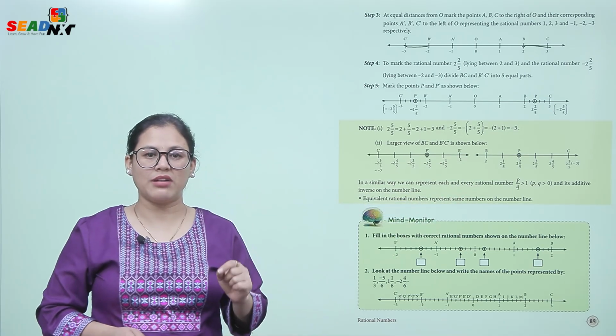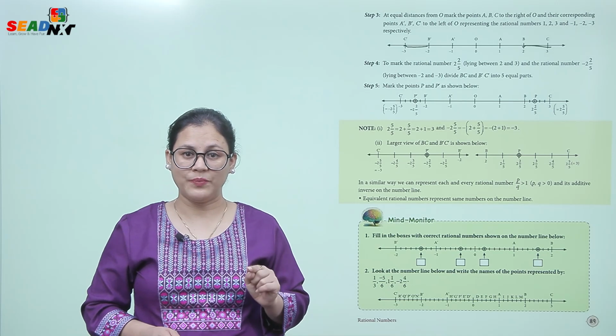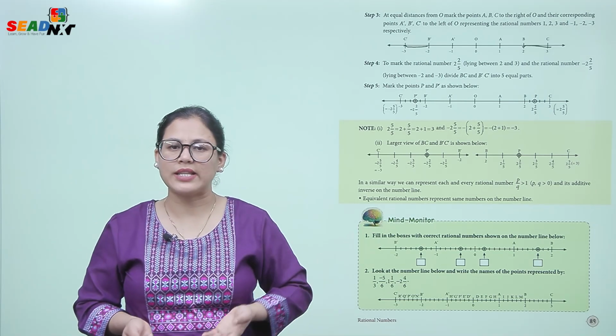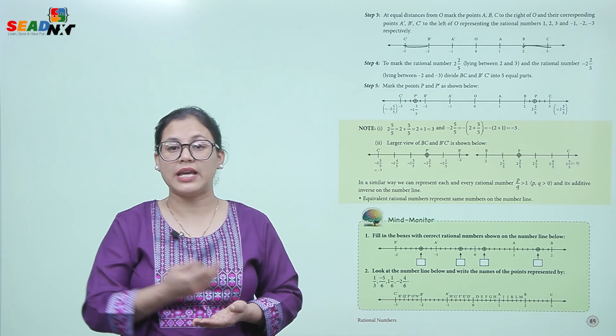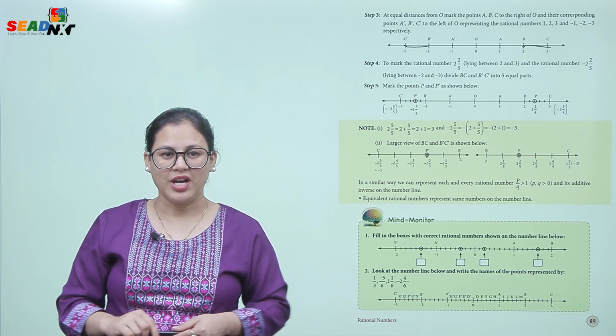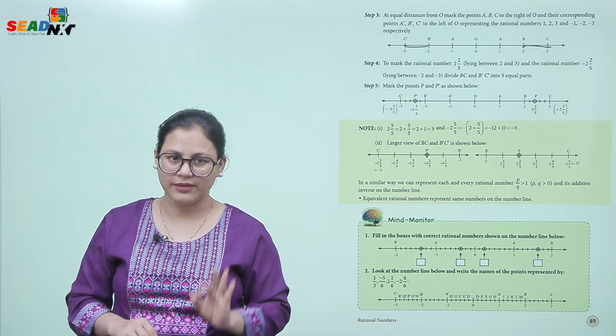In a similar way we can represent each and every rational number P by Q greater than 1 and its additive inverse on the number line. So in this same way, any rational number greater than 1 can be shown on the number line, and its additive inverse can also be shown. Equivalent rational numbers represent the same numbers on the number line. Okay.